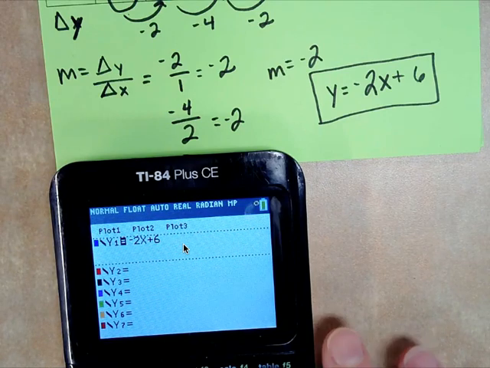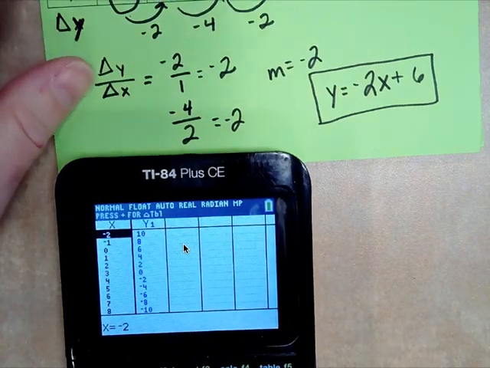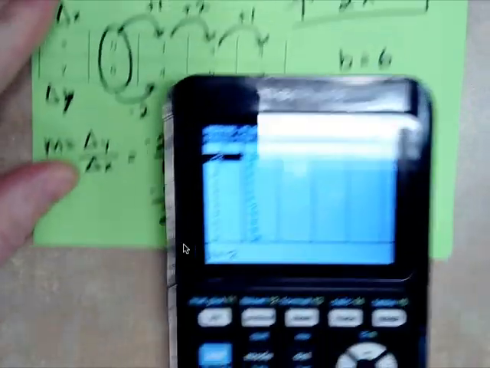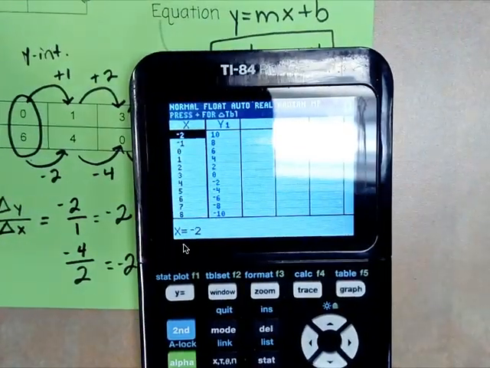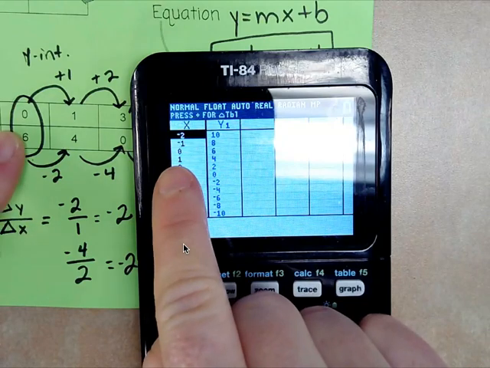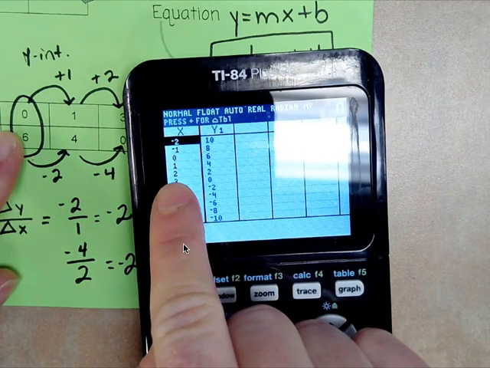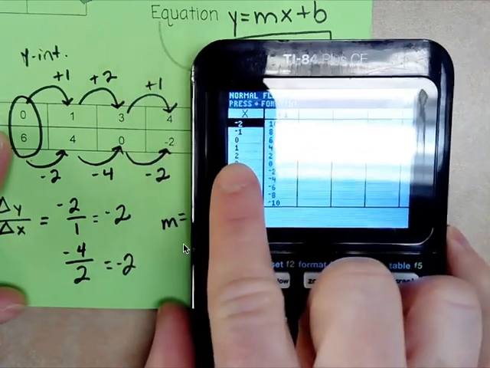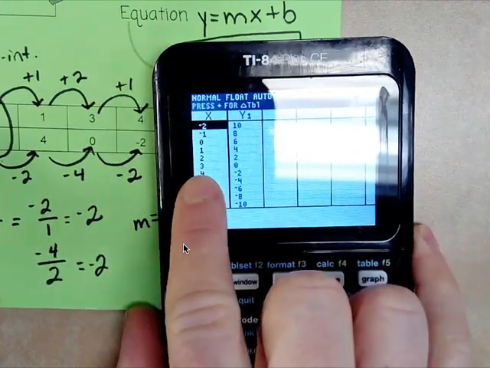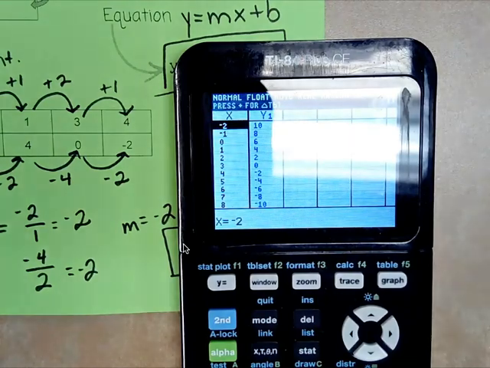Now go to your table. We're going to check all the numbers that are on our table. So let's see. 0 match with 6. 1 match with 4. 3 match with 0. 4 match with negative 2. Done.